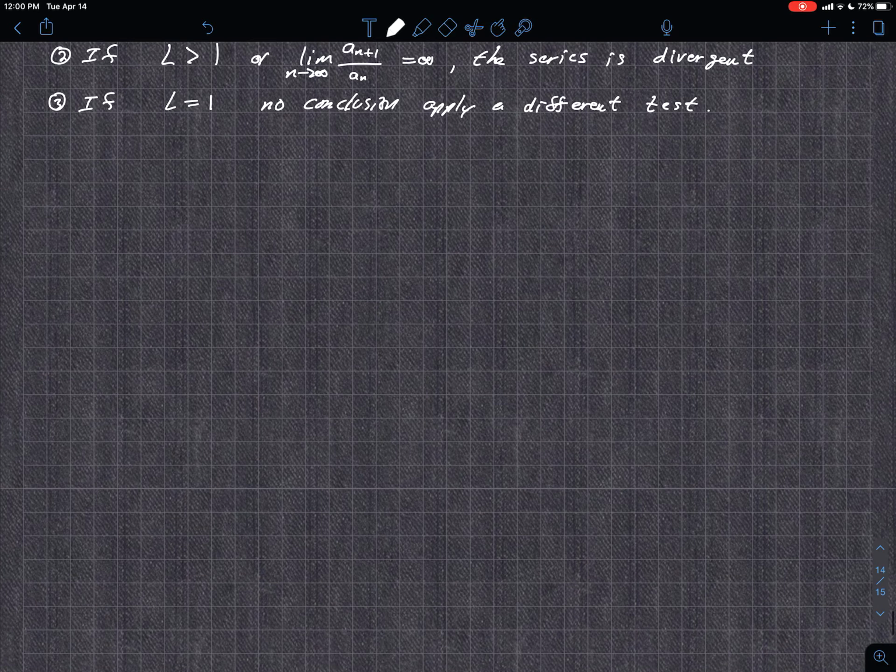Okay, so let's look at a couple examples of that. Let's determine convergence or divergence of the series n equal to 1 to infinity, n to the n over n factorial. Okay, so then apply the ratio test.